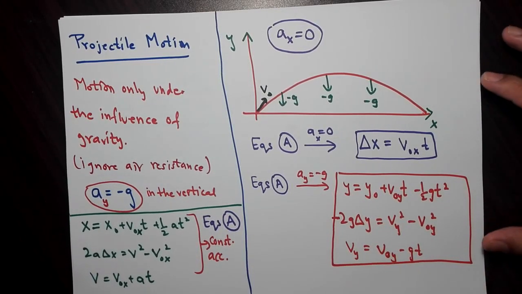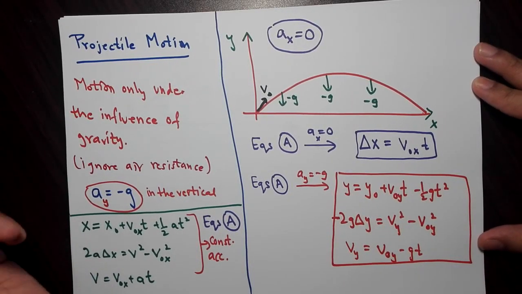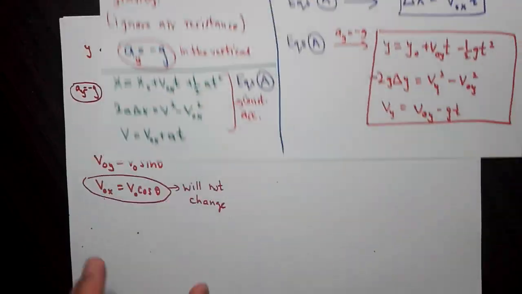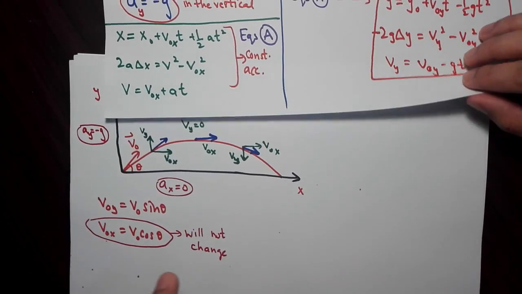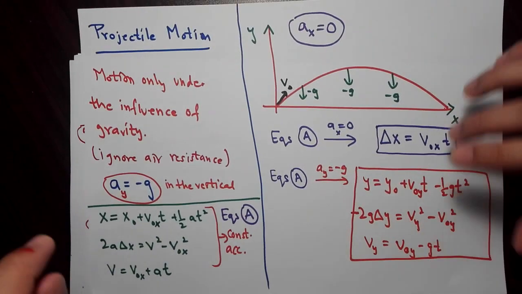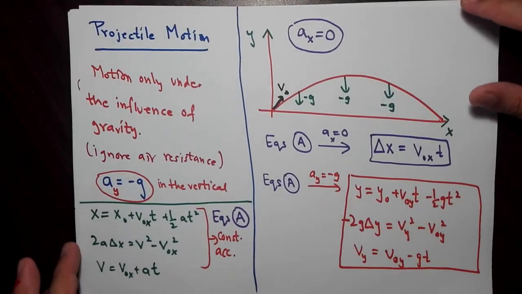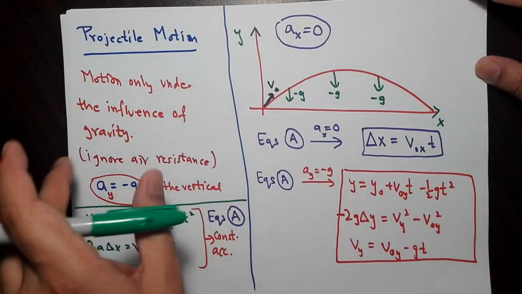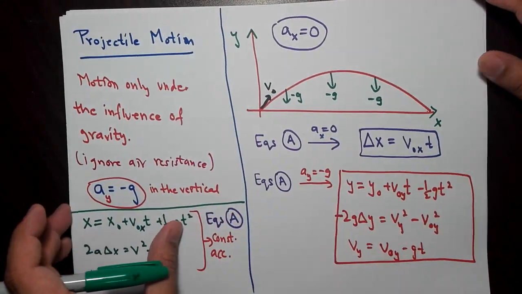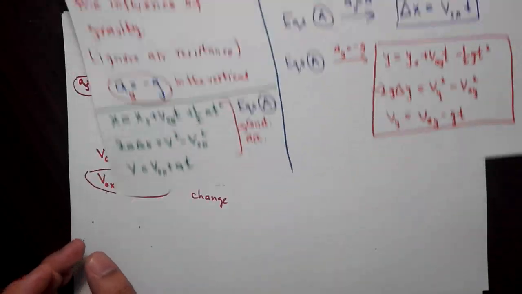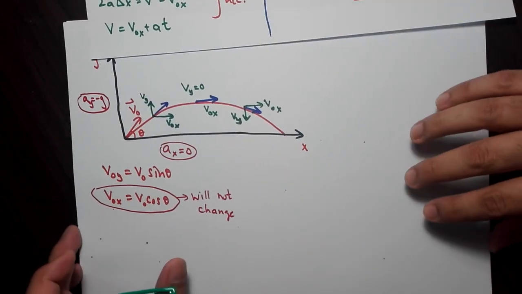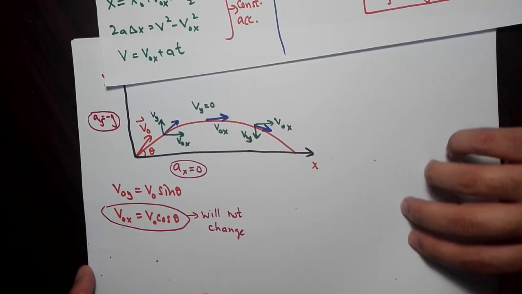Hey guys, so we were discussing projectile motion. Now, we've been through the basics. We saw that in projectile motion, acceleration is only downwards, in the vertical direction, and acceleration in the horizontal direction is 0. So you get these two sets of equations, and the initial components of velocity are given by this.